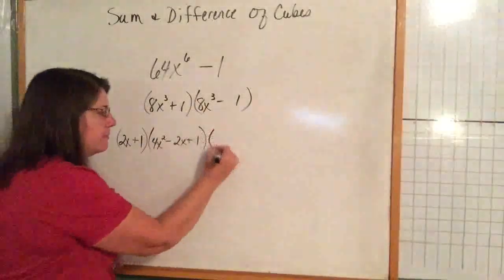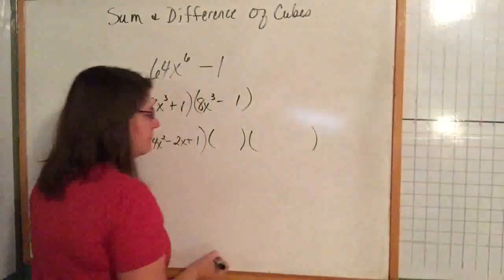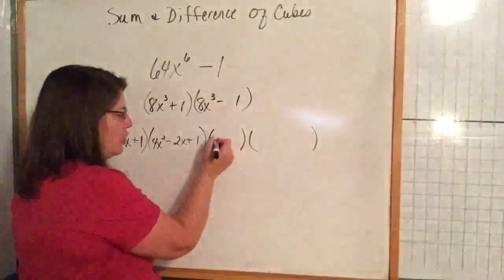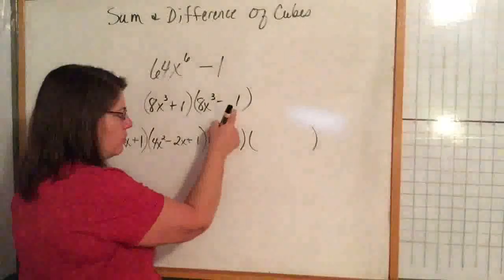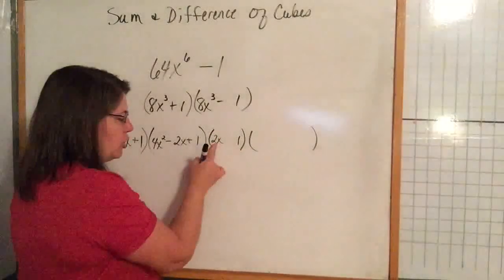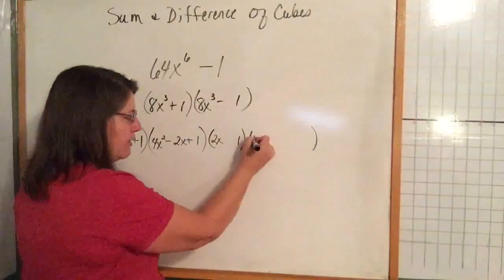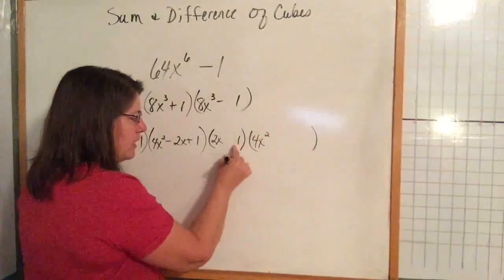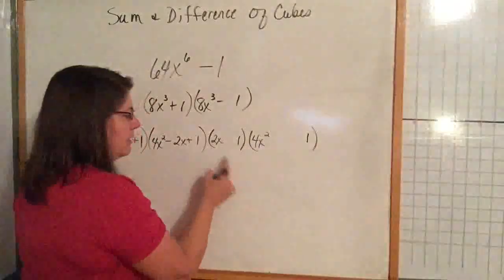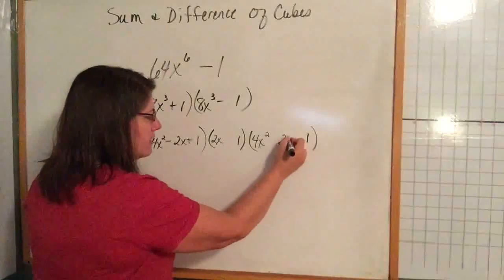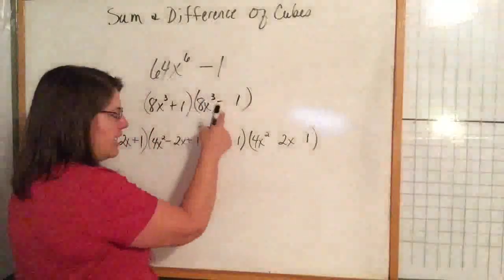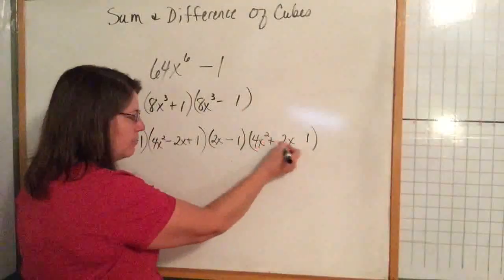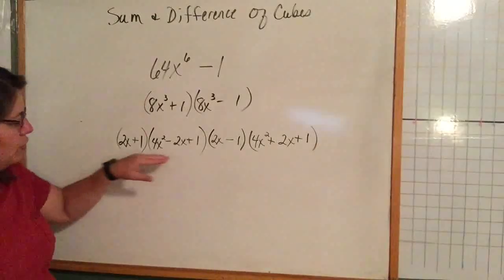For this one, I'm going to do the same thing. Cube root of 8x cubed is 2x. Cube root of 1 is 1. 2x to the second power is 4x squared. 1 to the second power is 1. These two multiplied together is 2x. Same, different, plus. Then look at the rest.